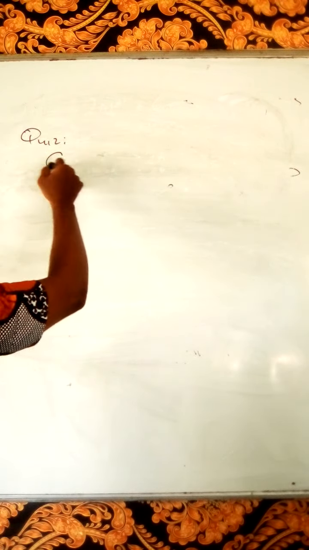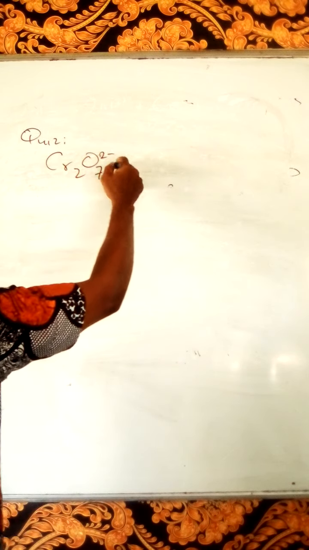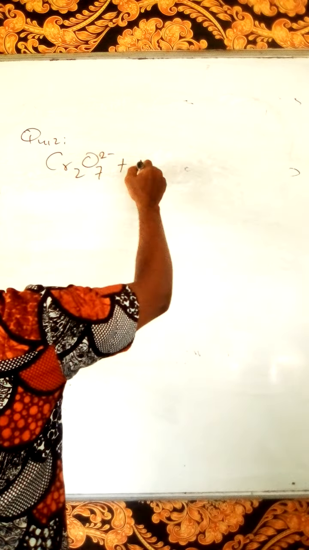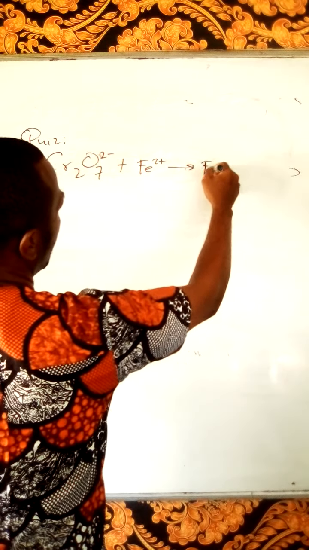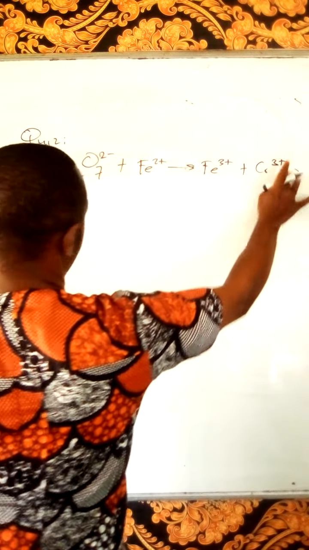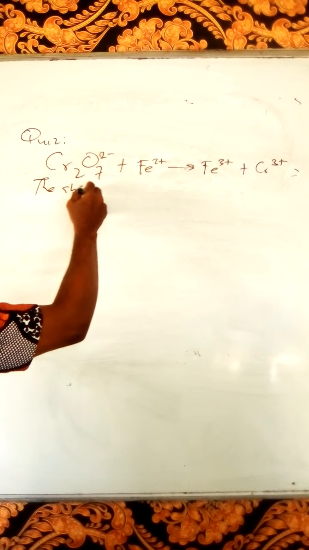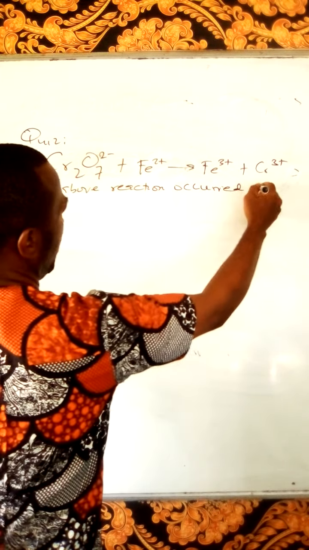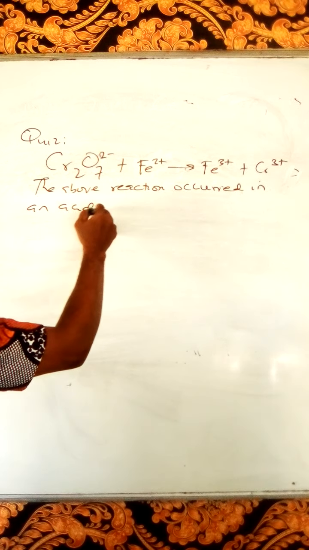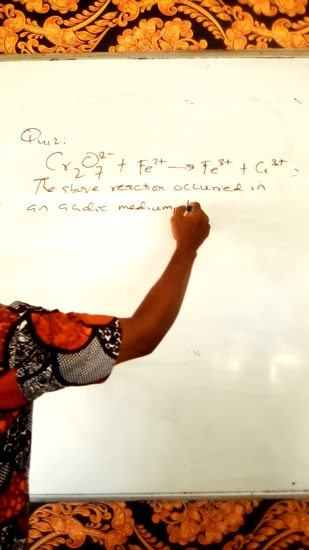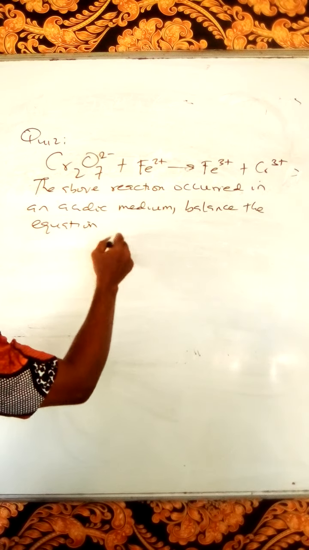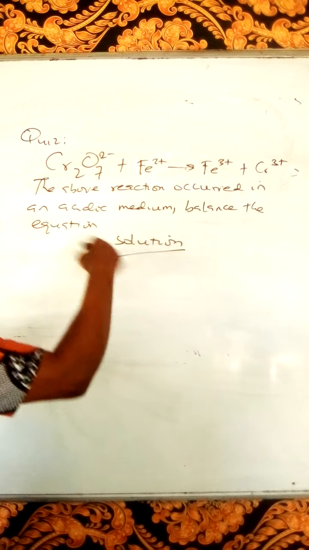We are given this question. And the question says that both reactions occurred in an acidic medium. Balance the equation. Okay? So how do we solve this problem? The same processes or steps listed before.